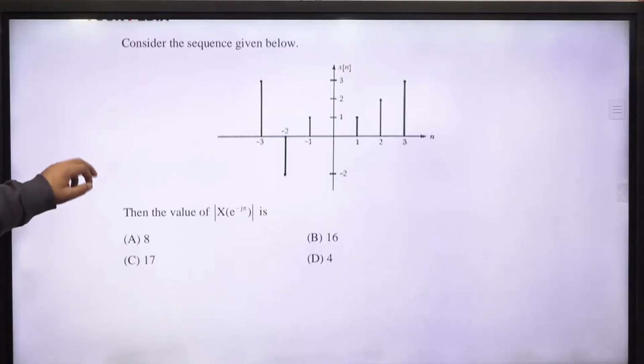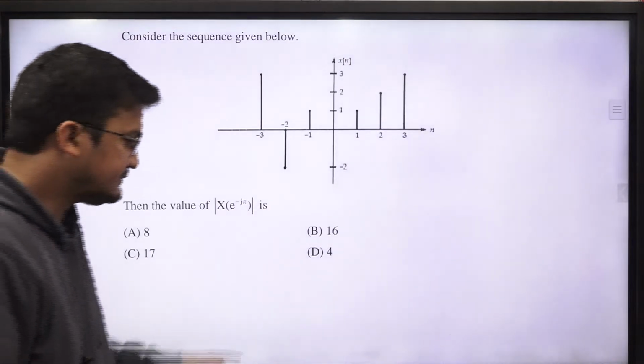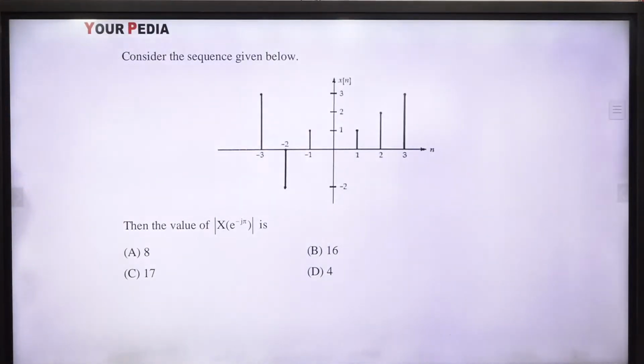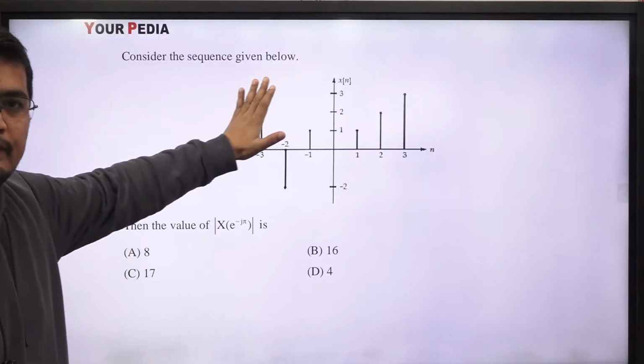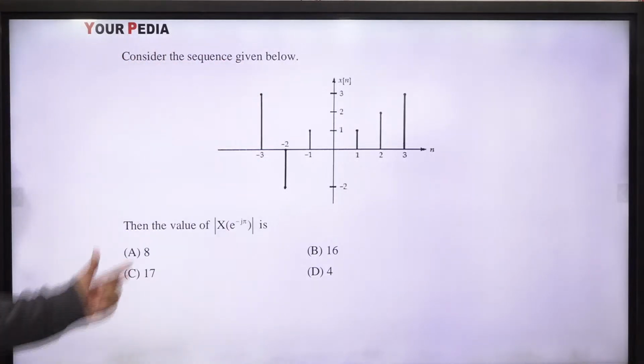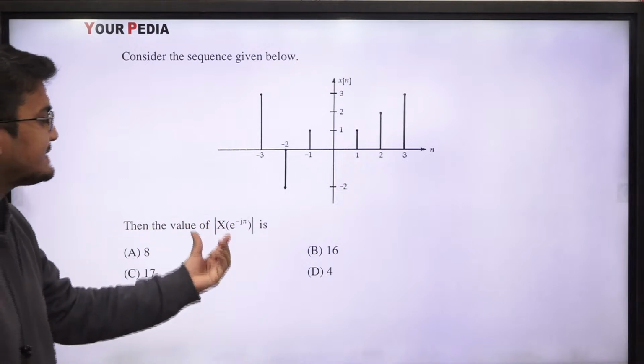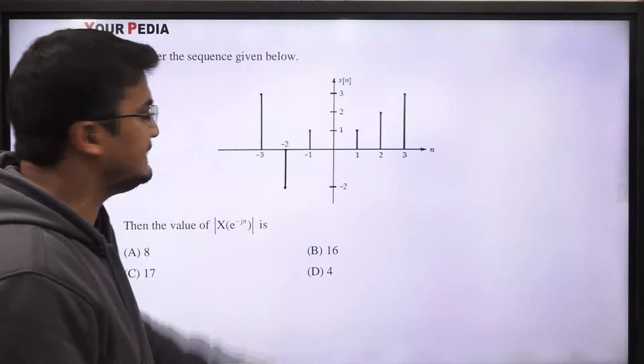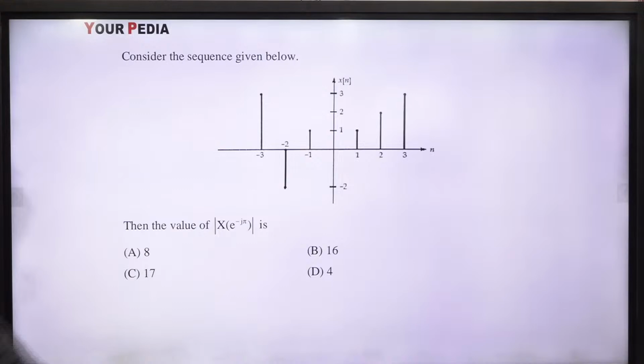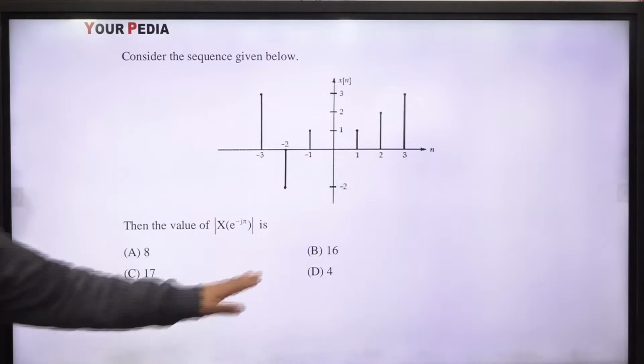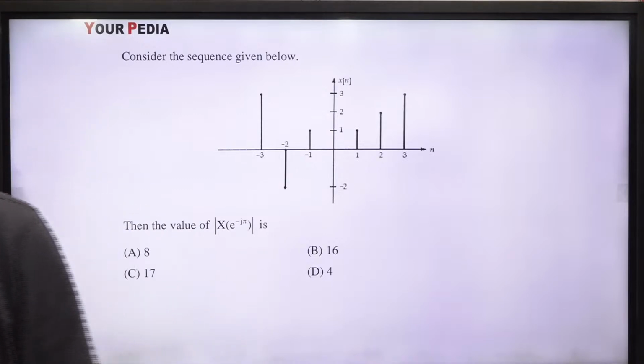Take this question, please. Consider the sequence shown below. Again, it's from signals and systems. Then the value of mod of X(e raised to power minus j pi) is: option A is 8, option B 16, option C 17, option D 4. Tell me the answer.